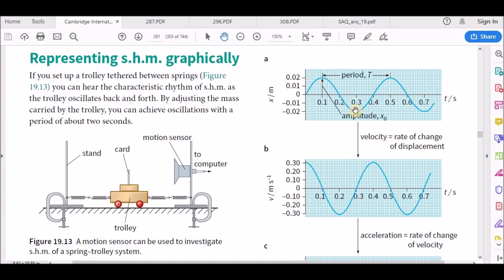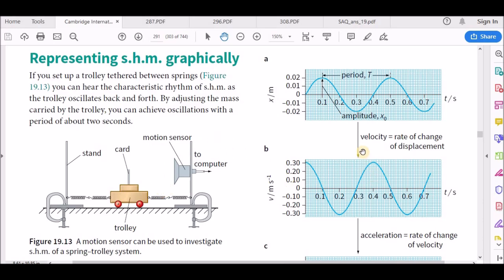Period is the time for one complete wave. So you can see, if it starts at this end, goes like this, and over here, that is one whole cycle, one whole period. We can even start from here, goes like this and comes back to this position. That is also the time for one complete wave, which is the period.